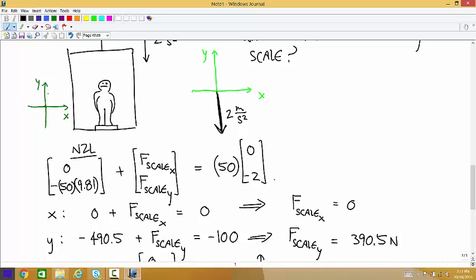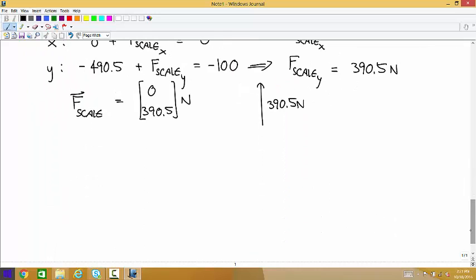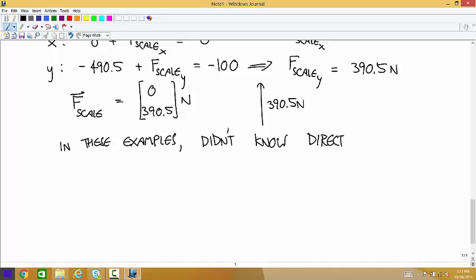Any other questions? All right. In these examples, we didn't know the direction of the contact forces until we solved the problem.